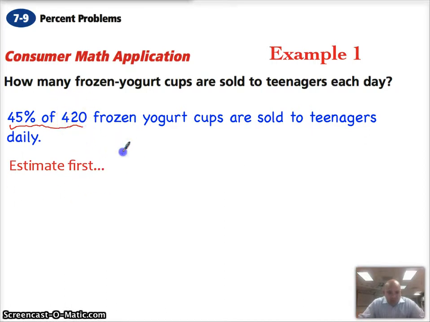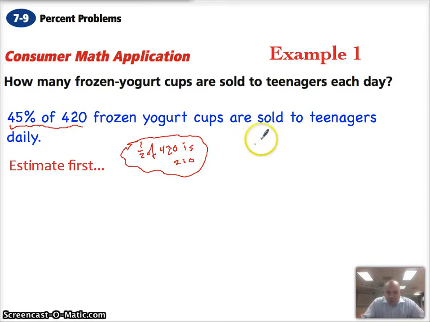So I'm going to go ahead and estimate first. So half of 420 is, well, it's 210. So it's going to be under 210. Half of 420 is 50%. We're only taking 45% of 420, which is going to be less than 210. So our actual answer is less than 210.